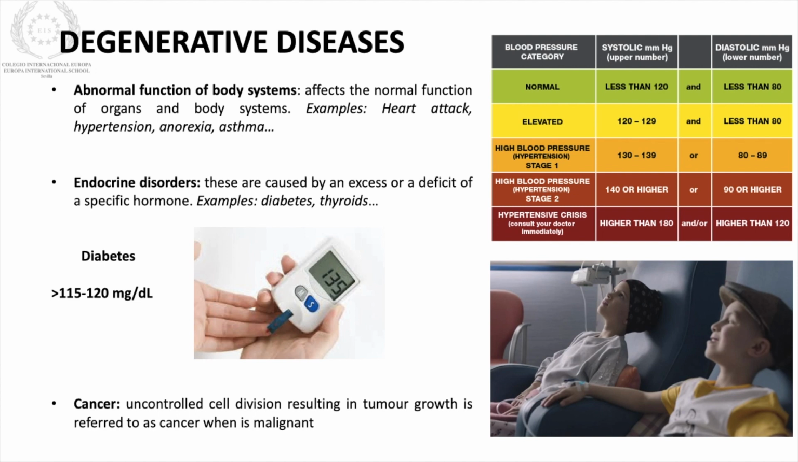Cancer, that is an uncontrolled division of our cells. If the cells start dividing in a normal way, we cannot talk about cancer because our cells need to divide. But if this division starts to be uncontrolled and more quickly than normal, we can talk about cancer. It's a tumor that is malignant. Remember that we have tumors, malignant tumors and benign tumors. If they are malignant, we talk about cancer.